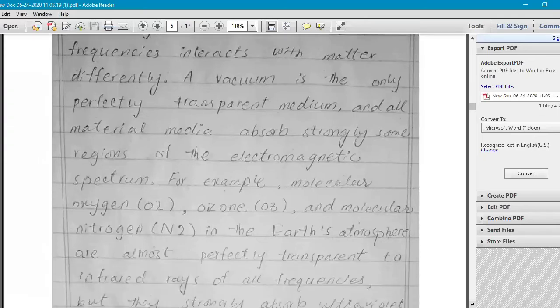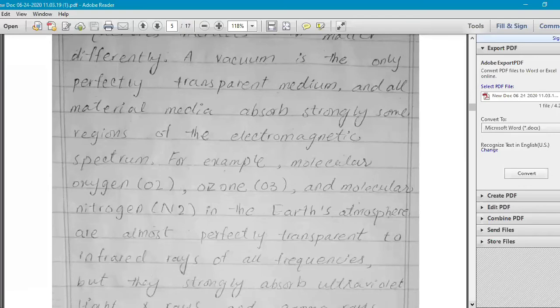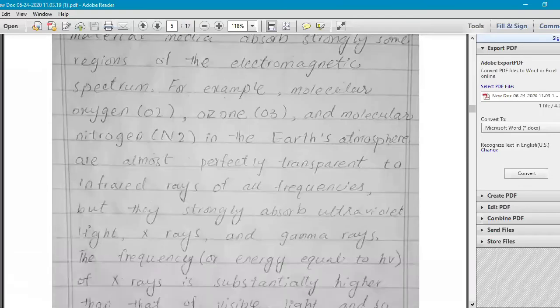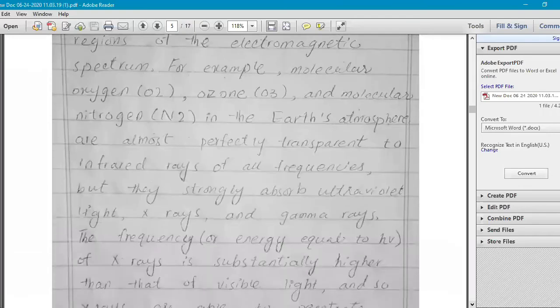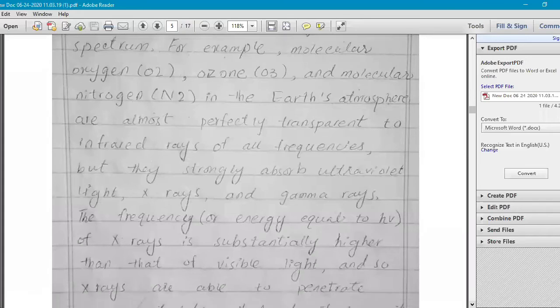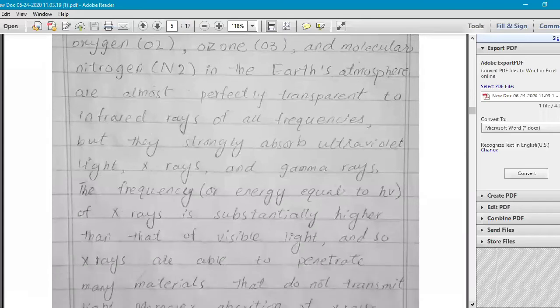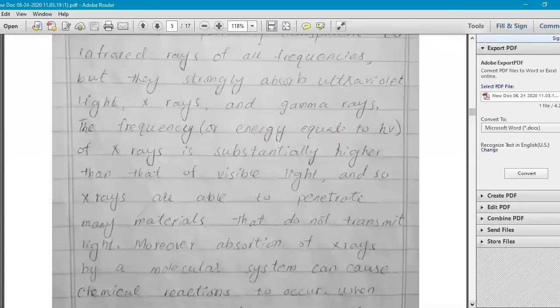The vacuum is the only perfectly transparent medium, and all material media absorb some regions of the electromagnetic spectrum. For example, molecular oxygen, ozone, and molecular nitrogen in the Earth's atmosphere are almost perfectly transparent to infrared rays.